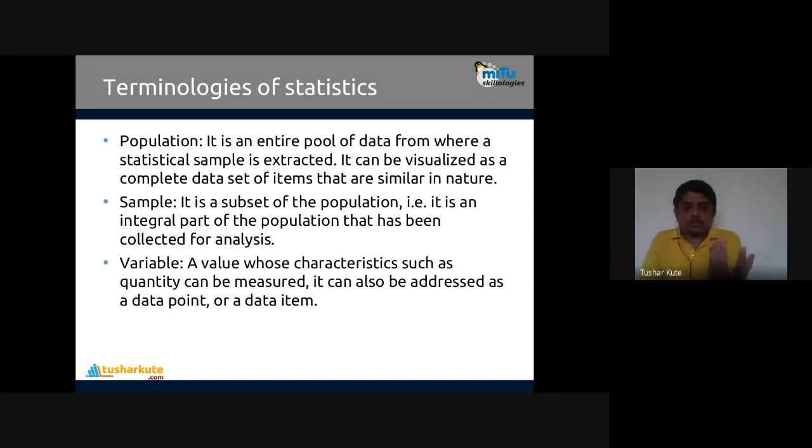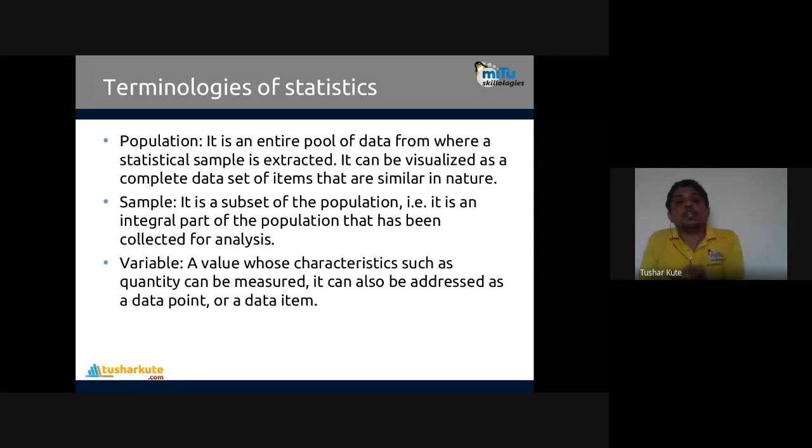Or you derive some conclusions from COVID-19. All who were infected by COVID-19 are the population. Or all those connected with the new disease that we can see, mucormycosis, all those infected by that are the population. Out of it, a few samples are taken, and based on that you make predictions. Population is the whole data set, and from the whole data set a subset of data is taken, which is called a sample.